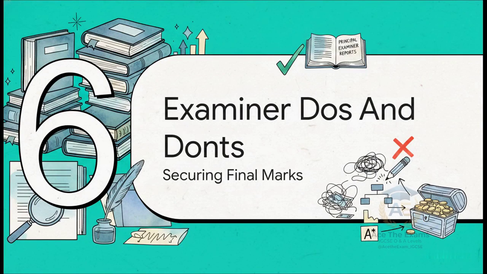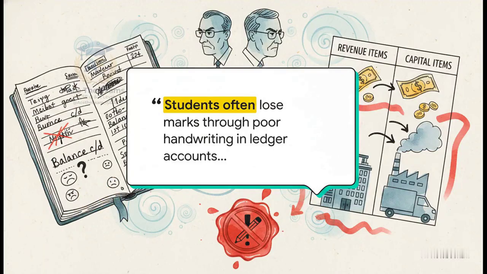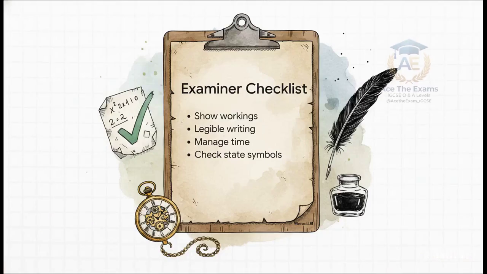And finally, Section 6, Examiner Do's and Don'ts, focusing on securing those final marks. Listen to this direct quote from the recent Principal Examiner reports. Students often lose marks through poor handwriting in ledger accounts and the failure to distinguish between revenue and capital items. Guys, this is the ultimate examiner warning for us. If they literally cannot read our balance c/d because our handwriting is messy, they simply cannot give us the mark. It's that simple. So let's lock in this final checklist.